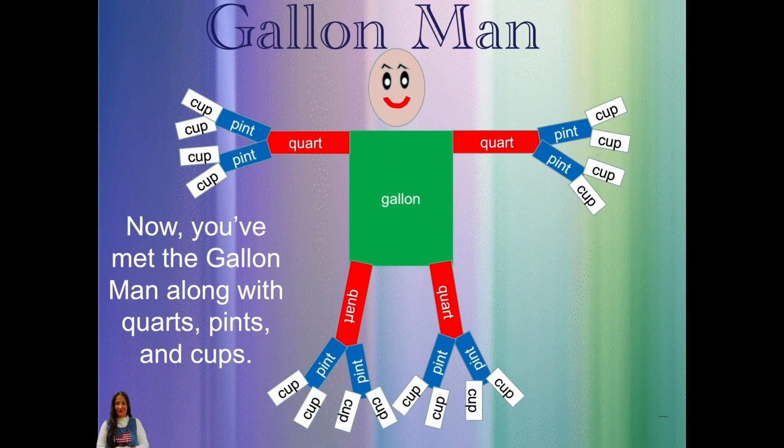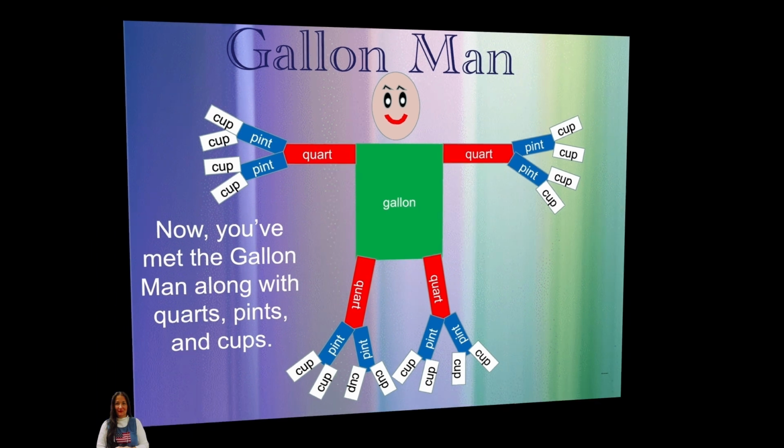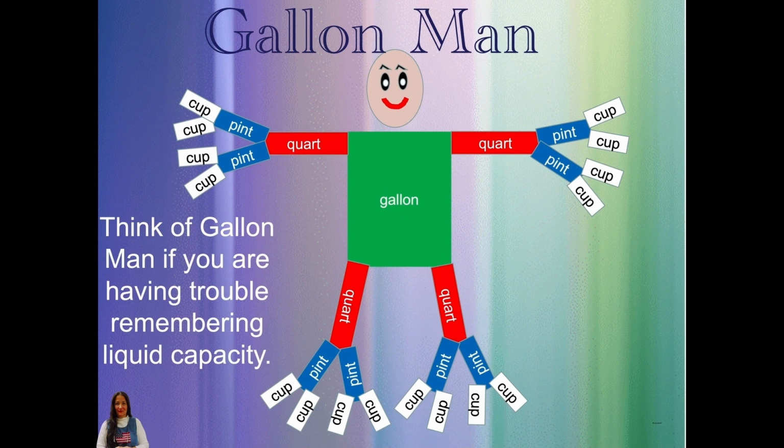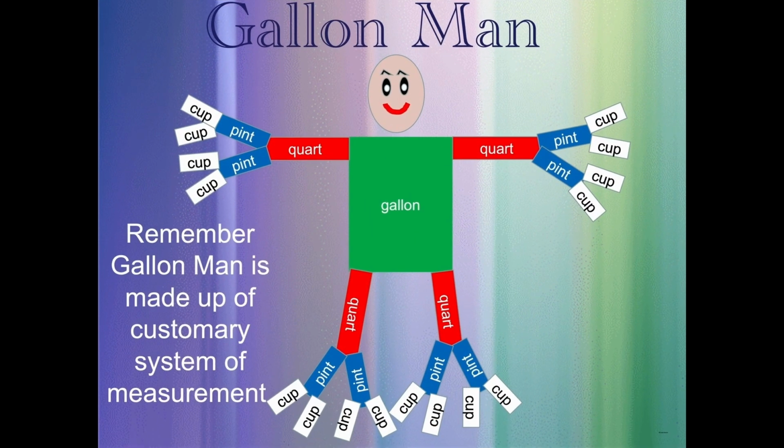Now, you've met the Gallon Man along with quarts, pints, and cups. He can help you do all kinds of customary measurements of liquids, math. Think of Gallon Man if you are having trouble remembering liquid capacity. Remember, Gallon Man is made up of the customary system of measurement. The customary system uses cups, pints, quarts, and gallons.